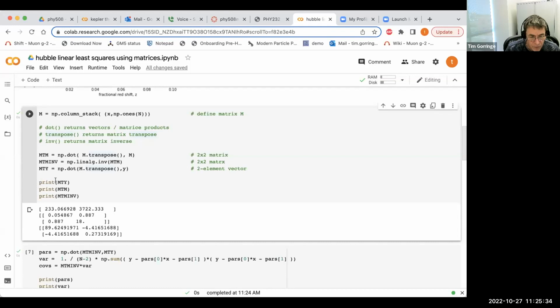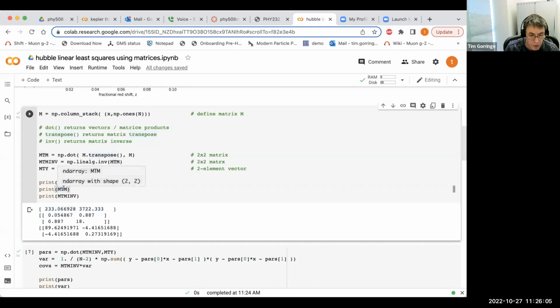The product of the transpose matrix and the vector y, and if you remember, the transpose matrix has 2 rows and n columns. The vector y is an n-element column vector. If you multiply those together, you just get a 2-element vector. And here's that 2-element vector. I've just printed it out for us to see. It is a 2-element vector.